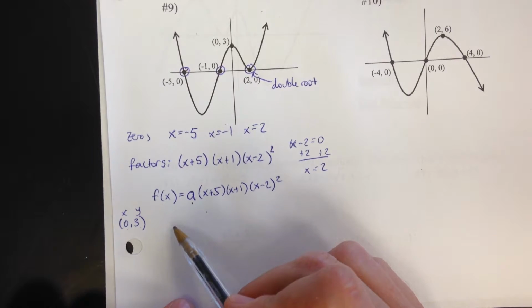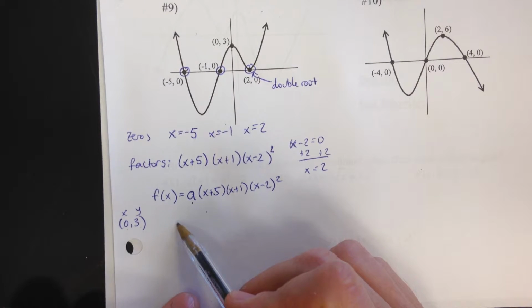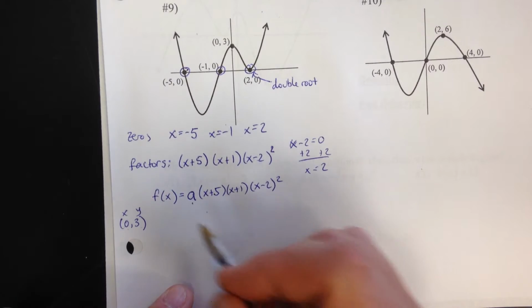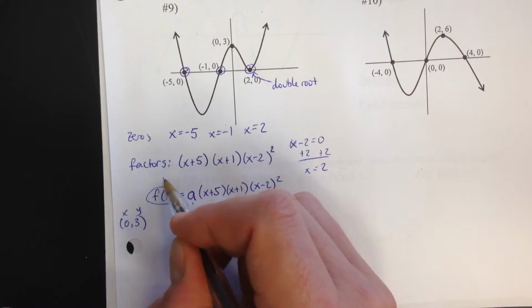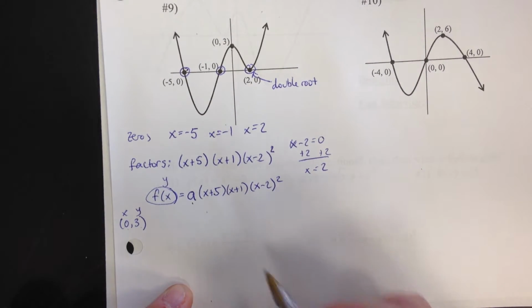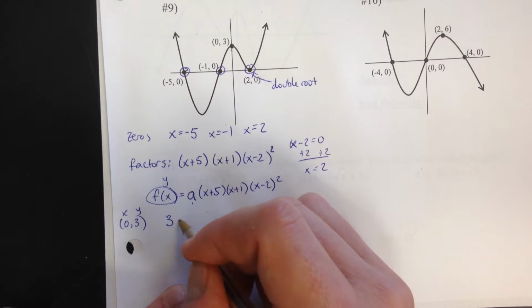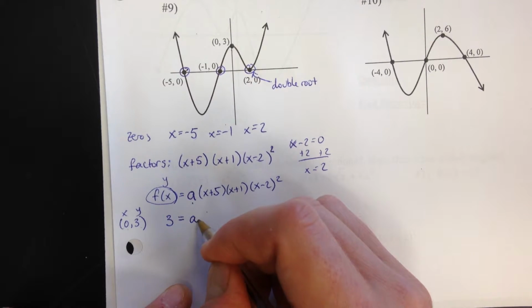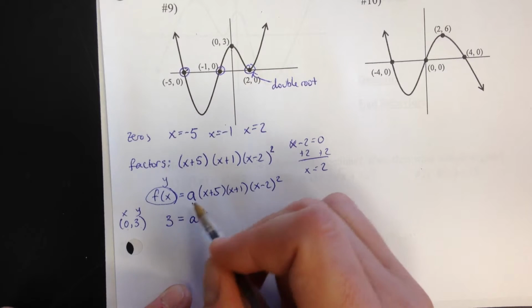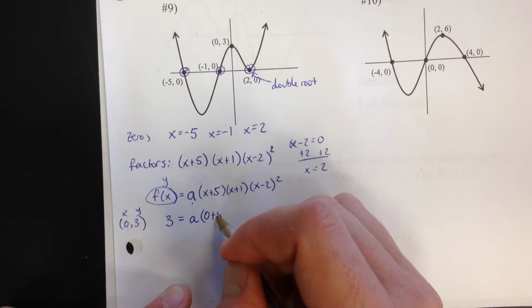This is kind of like what you did in y equals mx plus b, writing the equation of a line. So this is my y value. Okay, you can write it as y equals if you want. That's going to be 3. That's the outcome. A times, and I'm going to substitute a 0 for all my x's.